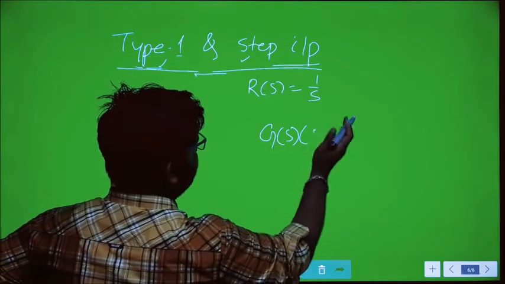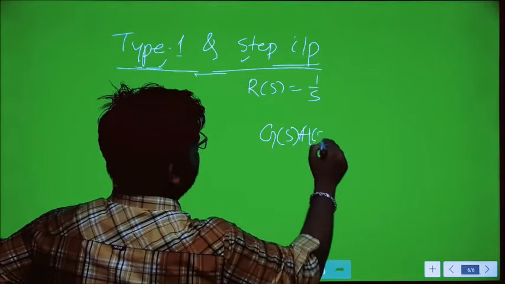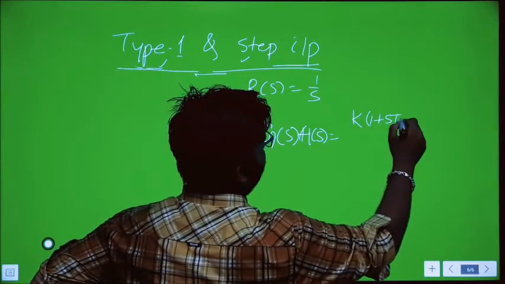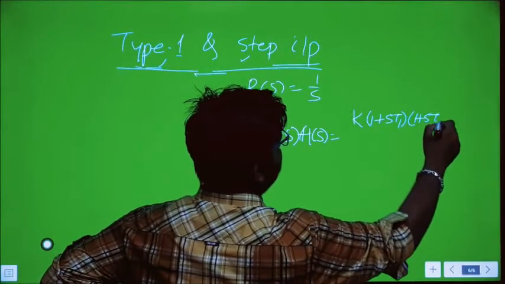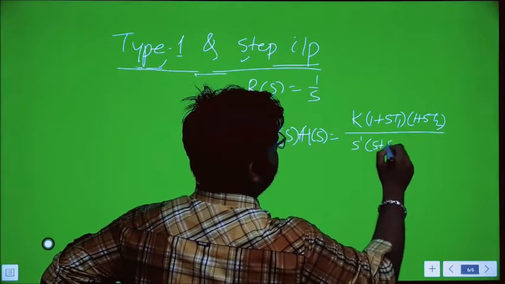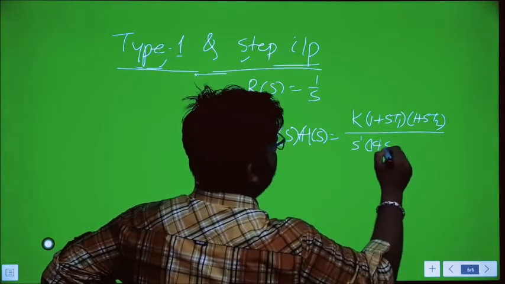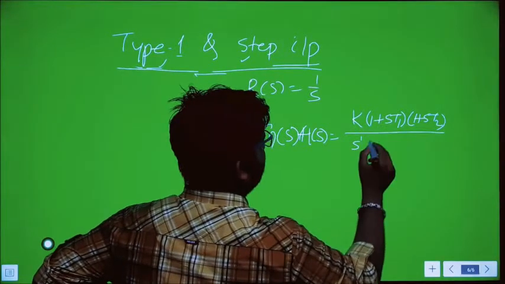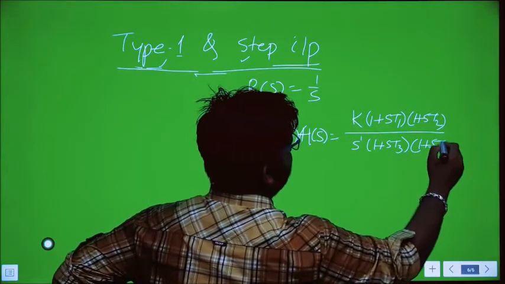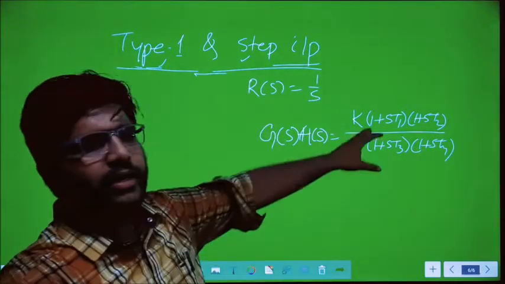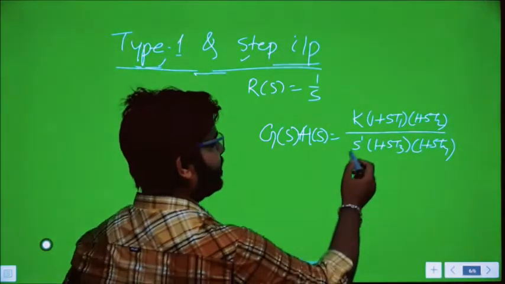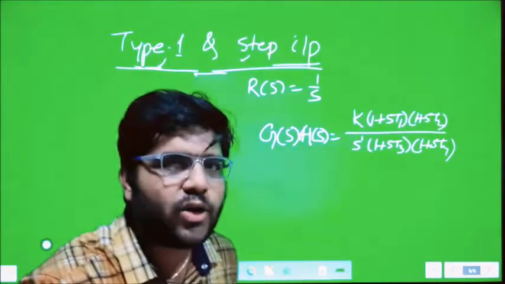G of S into H of S will be equal to some constant K into 1 plus ST1 into 1 plus ST2, divided by S to the power 1 into 1 plus ST3 into 1 plus ST4. Okay, the equation does not remain only up to this, it can be extended, but my aim is to show you that the S to the power 1 term is in the denominator.